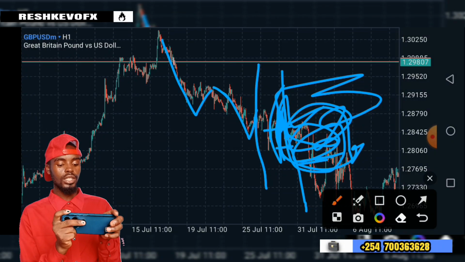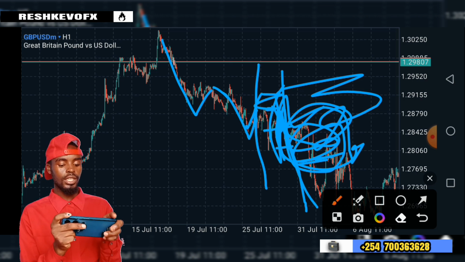As a good trader, you wait for a correction, you take your sell here, target the next key level, and put the stop loss above these highs.